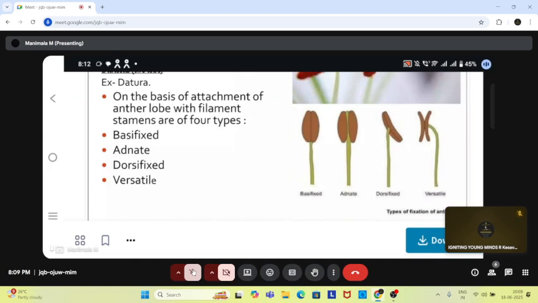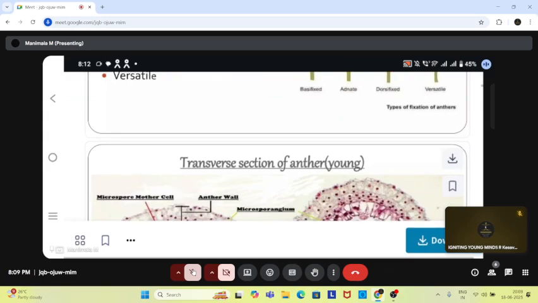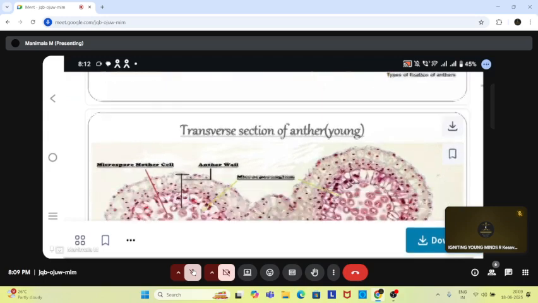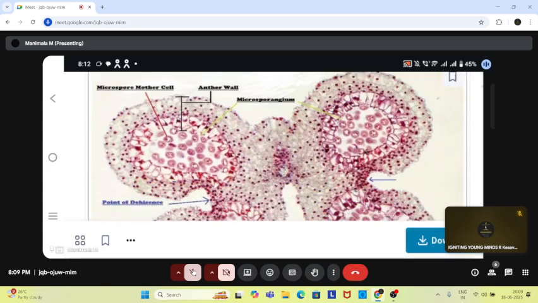The versatile one is almost like dorsifixed only, but it is somewhat different. In this case, you can see the versatile anther, and you can see two lobes properly. So this is about the fixation of anthers in the filament. Next we are going to see what a stamen is, and what a microsporangia is.